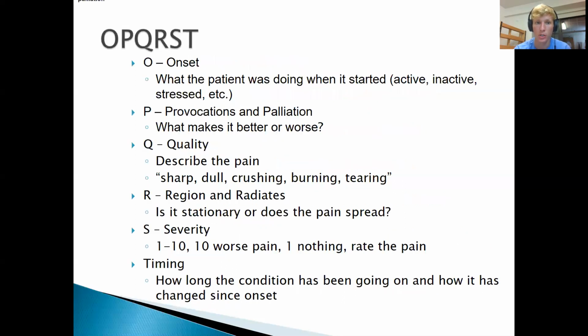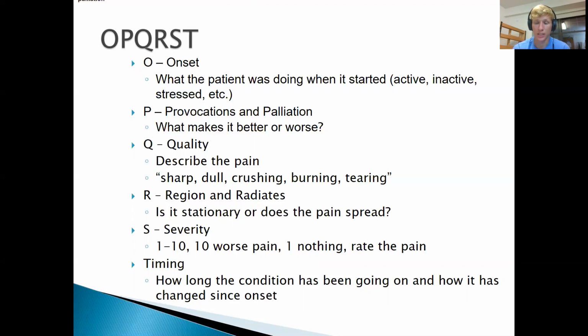This is for medical history, SAMPLE. And then OPQRST is for pain. We have onset. What was the patient doing before it started? P stands for provocations and palliations, which is fancy words for what makes it better or worse. Quality. Can you describe the pain? Is it sharp, dull, bruising? Typically, have the patient describe it without your bias, but if they need some help finding the words, you can assist them. R stands for region and radiates.